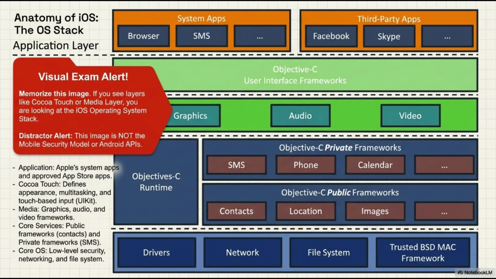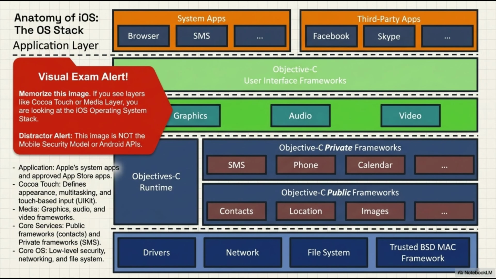Up top is the application layer. That's Apple's system apps and third-party apps. Immediately below that is the Cocoa Touch layer. This is the critical identifier for iOS. It defines the appearance, multitasking, and touch-based input through UIKit. Below Cocoa Touch is the media layer, which is the graphics, audio, and video frameworks.